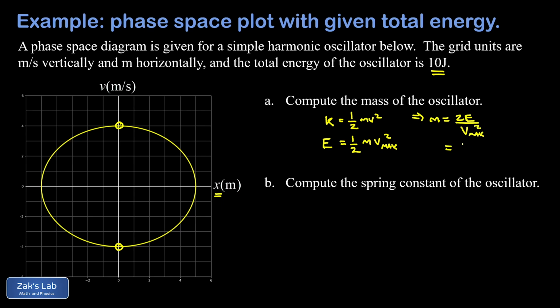So plugging in our numbers, we have 2 times the total energy, which was 10 joules. We have a maximum speed of 4 meters per second, and we need to square that. And we arrive at a mass of 1.25 kilograms.